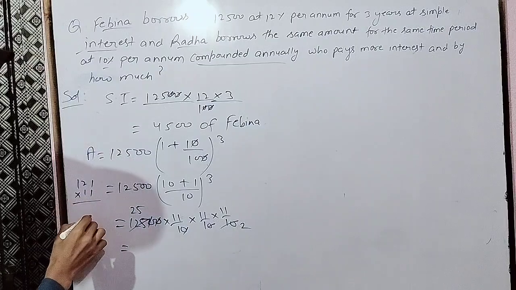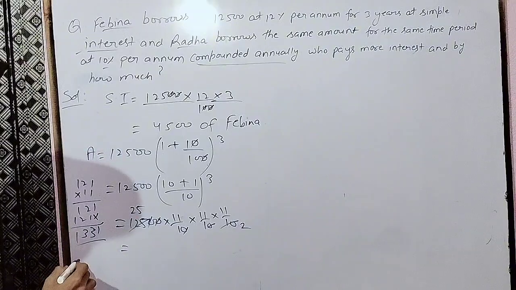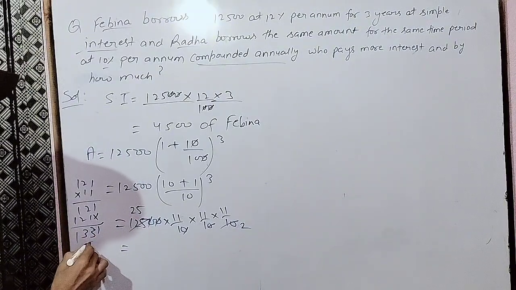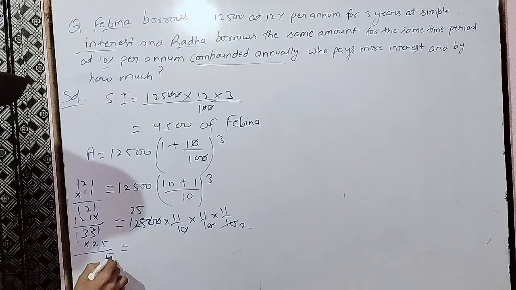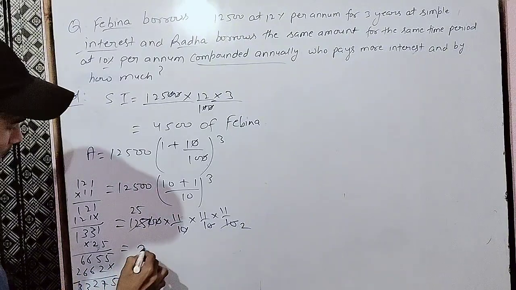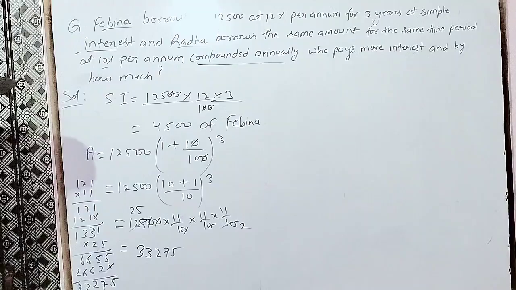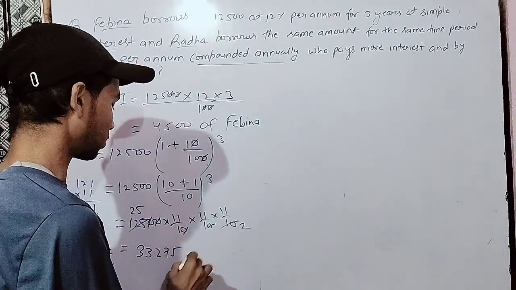121 again 11 times. 1 2 1, 1 2 1, 1 3 3 1. Multiplied by 25. 5 3s are 15, 5 3s are 15, and 1 is 16, 5 6s, 2 1s are 2, 2 3s are 6, 6 2. It became 5 7, 12 3 3 again, 3 again, 3 3 275. 33,275 is your total amount. This is the total amount. Clear?